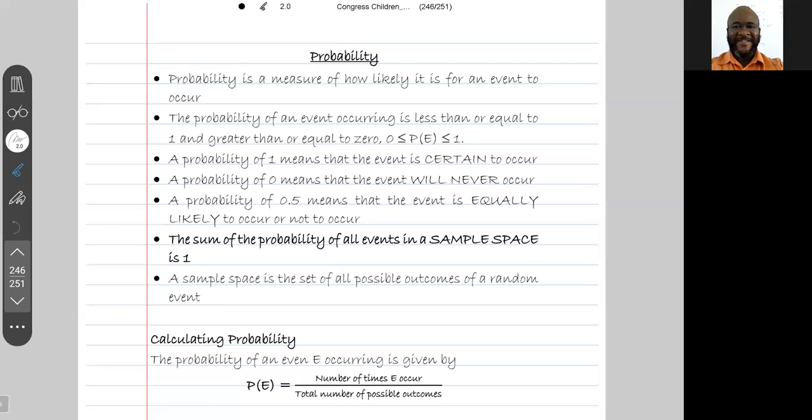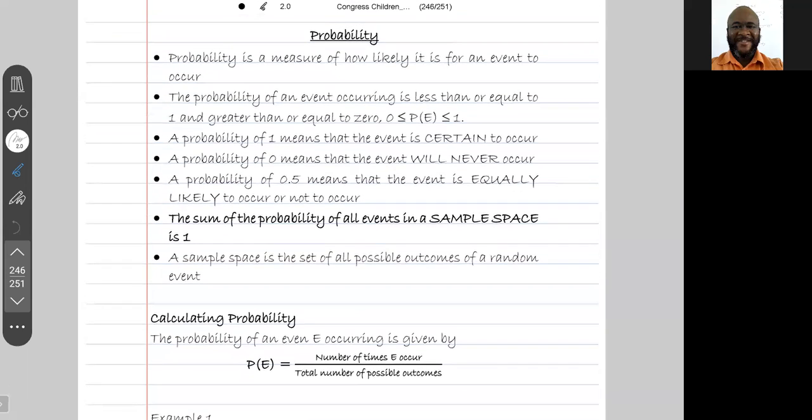It's like rolling a die. When you roll a die, there are six possible outcomes. Die is singular, dice would be plural. Jamaicans normally say dice when referring to one, but dice is actually the plural. When you roll a die, you could either get a one, a two, a three, a four, a five, or a six. The probability of getting each of them is 1/6. When you add up all six probabilities, you get one. So the sum of the probability of all events in a sample space is one, and a sample space is the set of all possible outcomes of a random event.